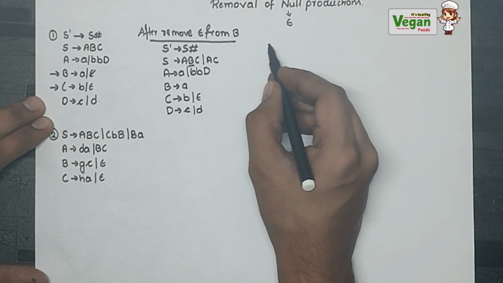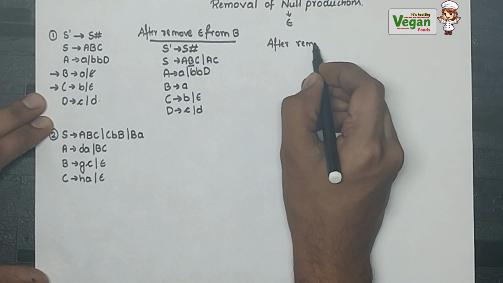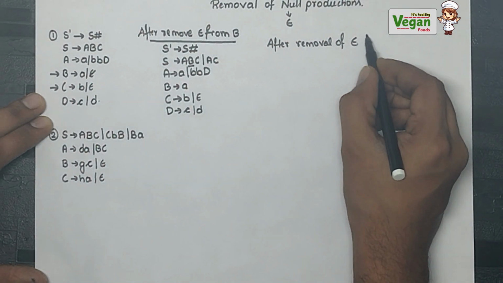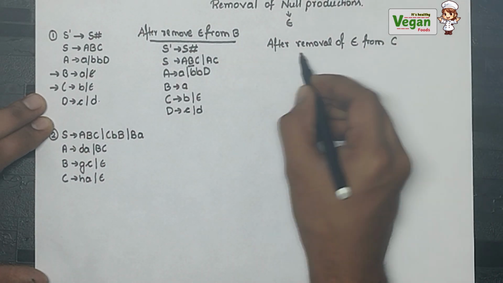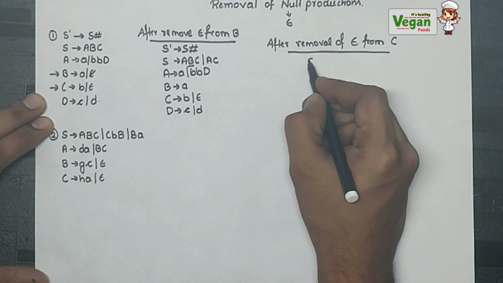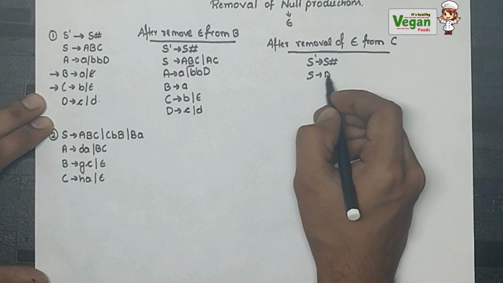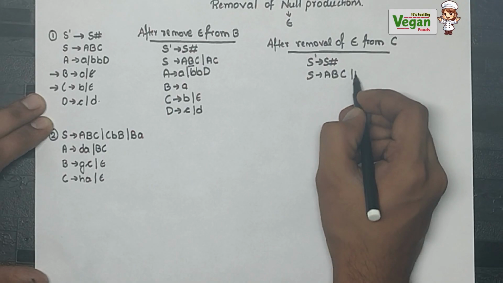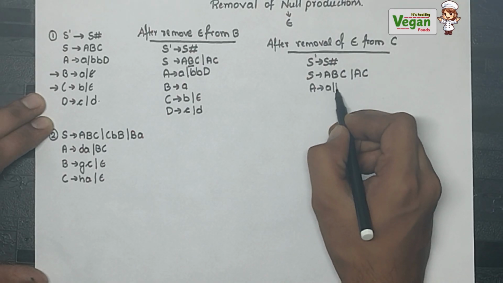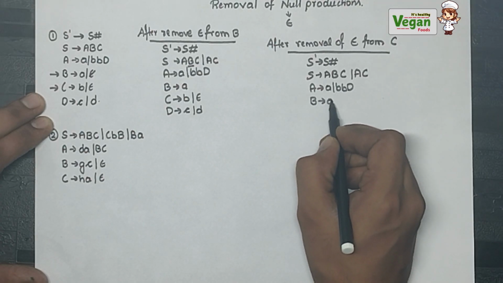Now we must remove it from the capital letter C. So after removal of epsilon, that is the null production, from capital letter C, write all of them similar using this one. So S dash producing S hashtag, S producing A, B, capital letter C, A, capital letter C, A producing small letter a, B, B, capital letter D, B producing small letter a.